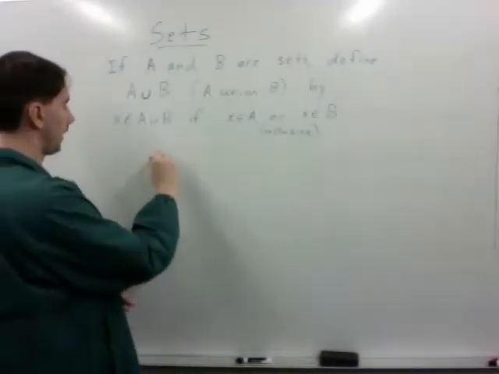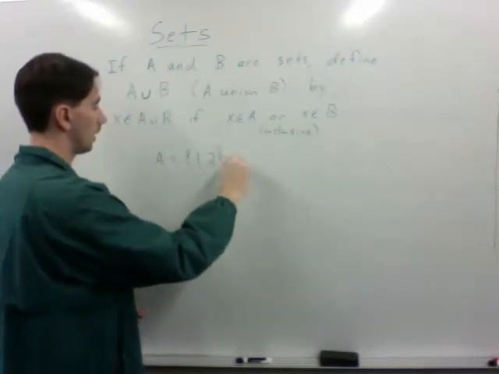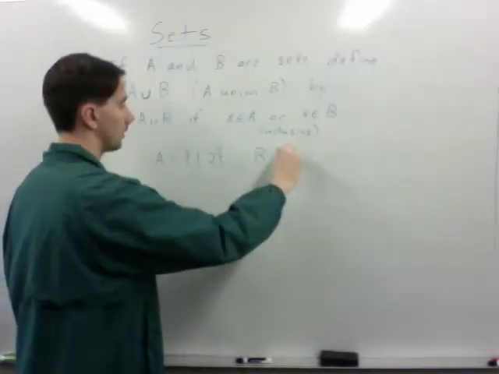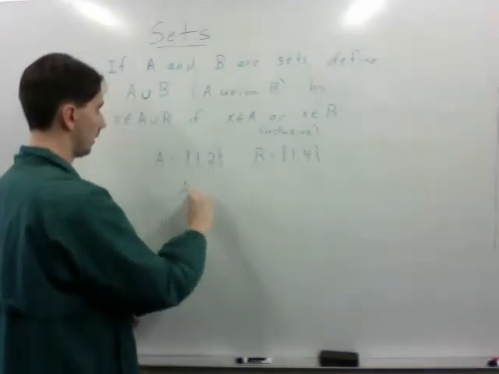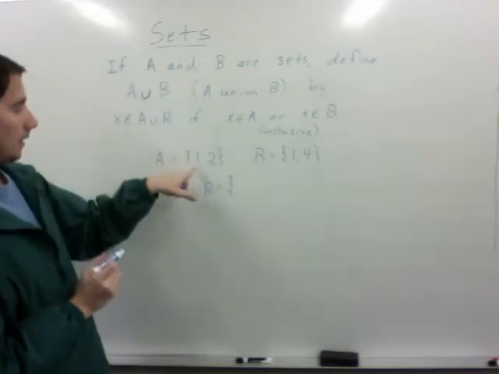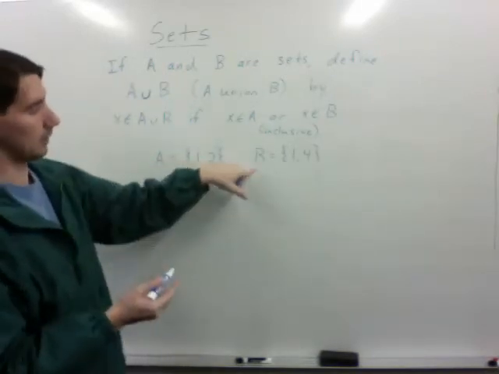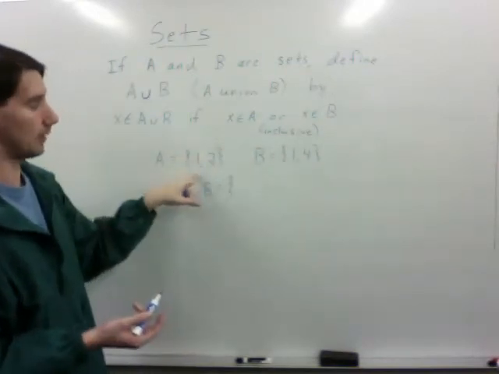So if A is equal to the set {1, 2}, and B is equal to the set {1, 4}, then A union B is equal to the set... So 1 counts because 1 is in A or B. In fact, it's in both. And that's what we mean by inclusive or. So if it's in both, we still count it.